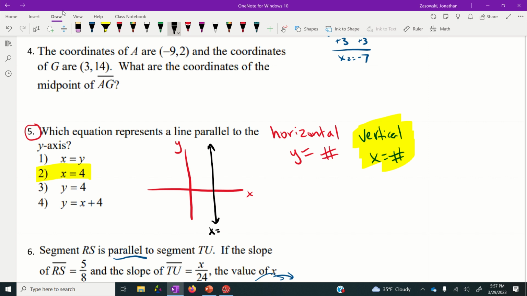So for example, if we're crossing through, I don't know, we'll call this 1, 2, 3, this would be x equals 3, okay? If we draw a horizontal line that crosses through the y-axis, this is going to have a y equals, okay, to it. So same thing here. In this case, that would be y equals 4, okay? So if we're parallel to the y-axis, it's got to be vertical and be x equals, and so choice 2 would be our answer.